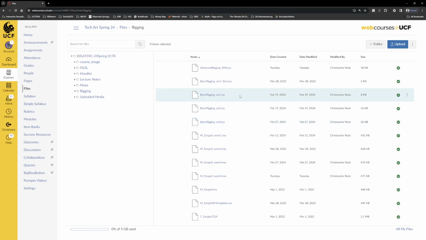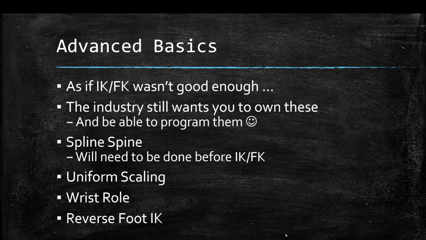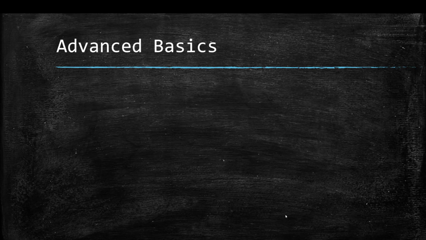All right, yeah. So download the Advanced Rigging Week 4 PY. This is the Python code that we're going to be following. And the Zangief Week 4, that's going to be the Maya scene file that we're going to be working with. All right, and I said I goofed up before, so I'm going to have to start over from the beginning again. And so we're going to be working over with advanced basics.